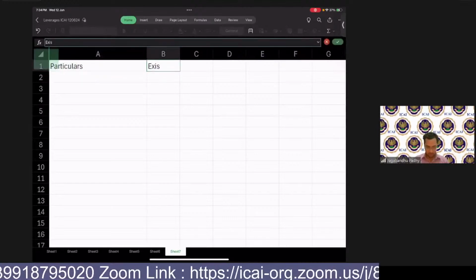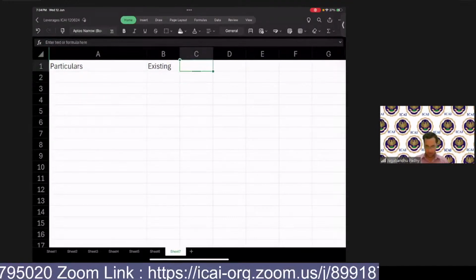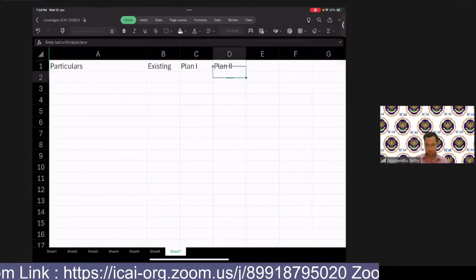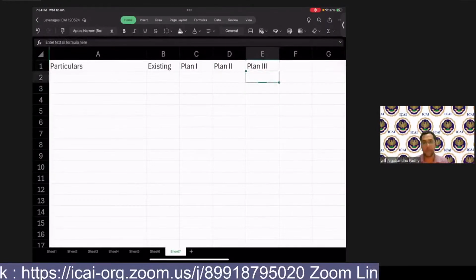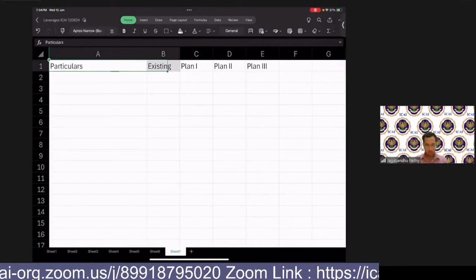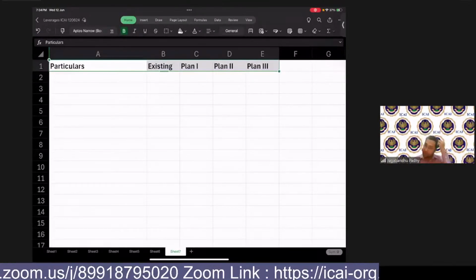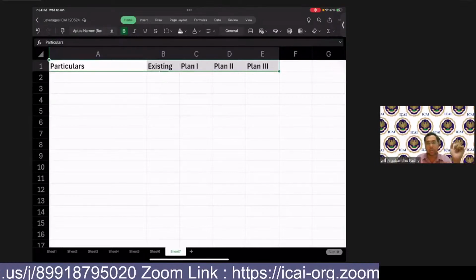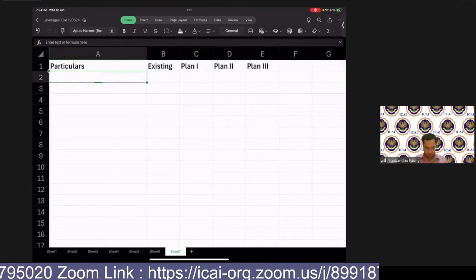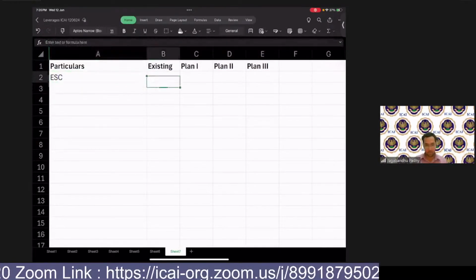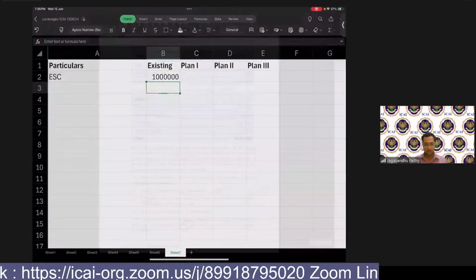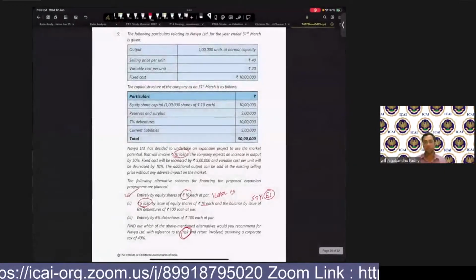Whatever we have in existing, and then plan one, plan two, plan three. In all three plans, we need to write down the capital structure, and also calculate the risk involved in each of the three. Share capital: existing, we have got 10 lakhs, right? Existing, we have the share capital of 10 lakhs.